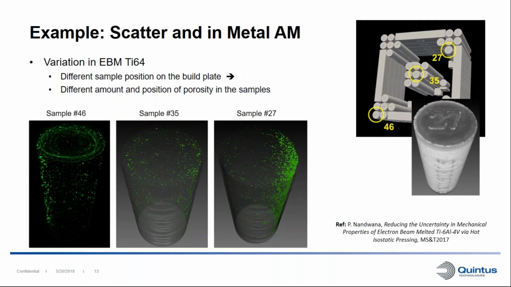And here's just to show an example why we can see this scatter and variation in AM. Here's an example for an EBM printed Ti-6Al-4V. And we're looking here at 3 identical samples produced in the same build, but they have been built at different positions on the build plate. And we can see that the amount of porosity, and especially the positioning of the porosity, varies quite a lot between these different samples. And of course, we can imagine if we're eliminating all this porosity by HIPing, we can assume that we get a reduction in scattering of properties as well.